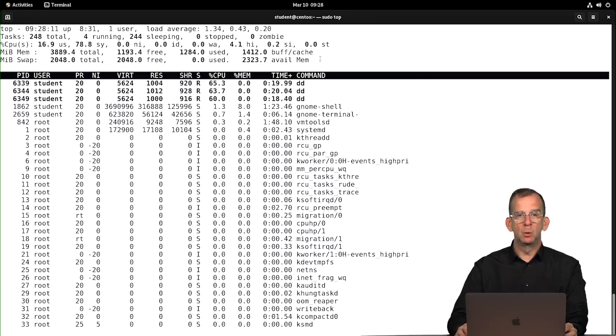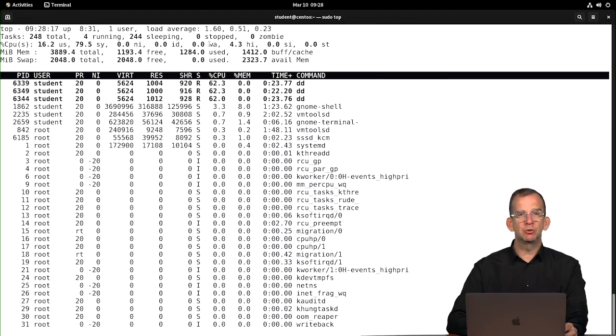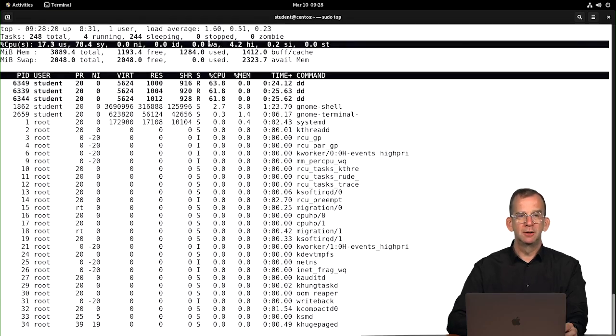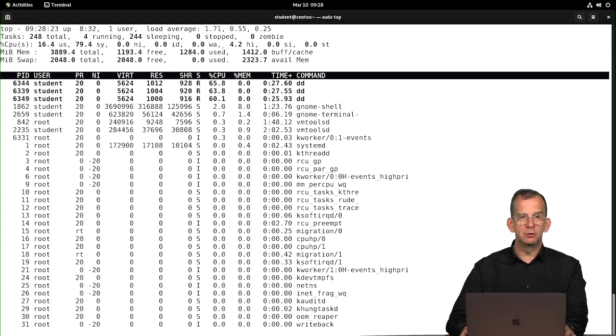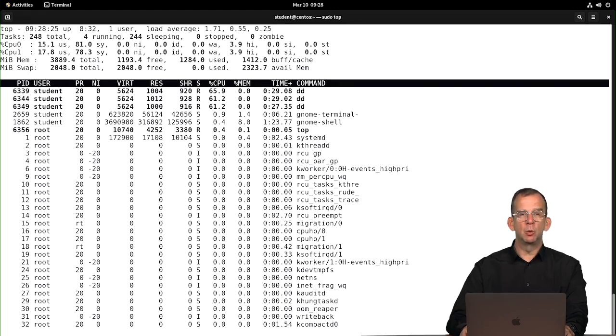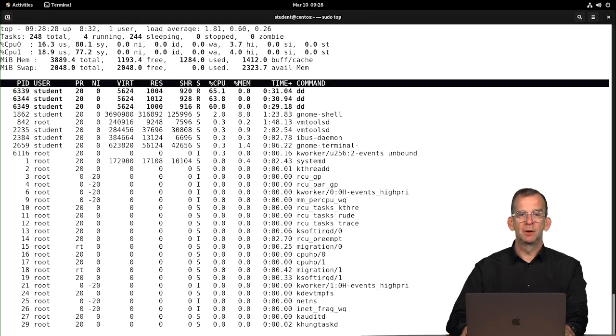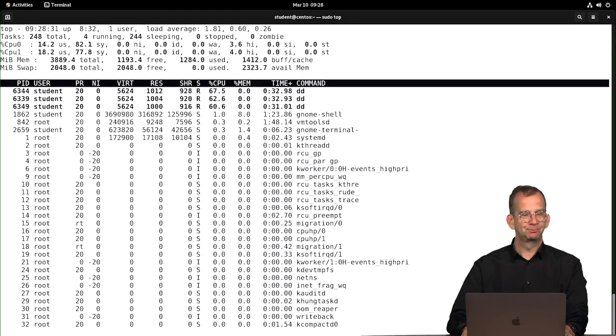Big question is, what is good and what is bad? Well, it all depends on the number of CPUs in your system. And from this interface, we don't see directly how many CPUs there are. The third line is just a summary of all the CPUs that are available. But if you press 1, then you get 1 line for every single CPU. So this is a 2 CPU system.